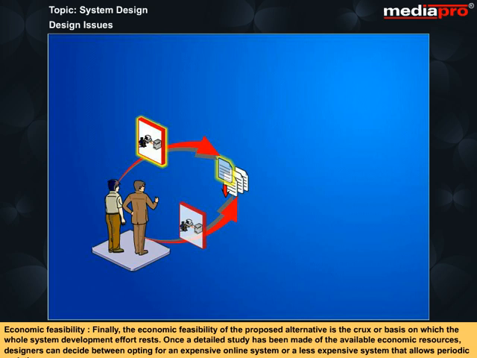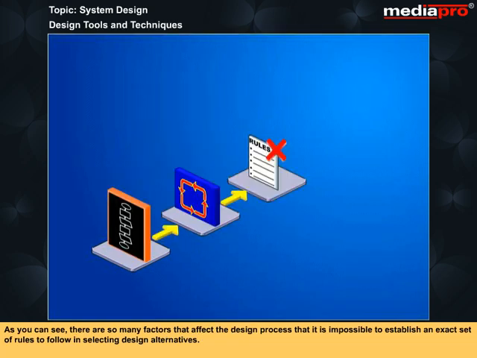Economic feasibility. Finally, the economic feasibility of the proposed alternative is the crux or basis on which the whole system development effort rests. Once a detailed study has been made of the available economic resources, designers can decide between opting for an expensive online system or a less expensive system that allows periodic updation. As you can see, there are so many factors that affect the design process that it is impossible to establish an exact set of rules to follow in selecting design alternatives.